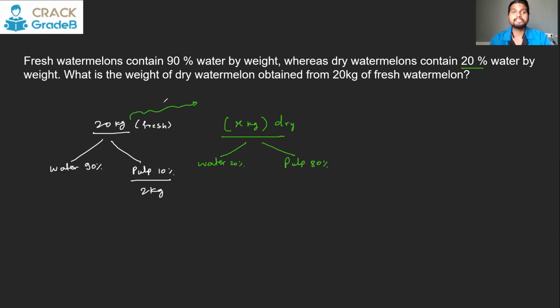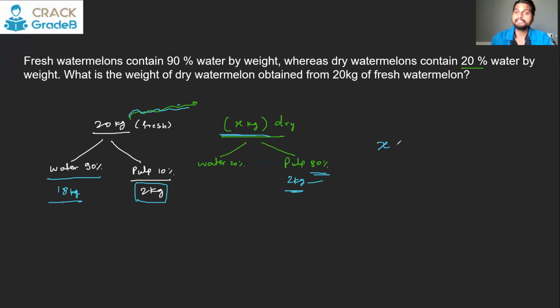Now see friends, please understand, because of evaporation, only water is going to get reduced. So whatever the water was initially, 18 kg, only water will get reduced. Pulp will stay the same. If initially the pulp was 2 kg, now also the pulp is going to be 2 kg. So this 2 kg is 80% of the new weight of the watermelon.